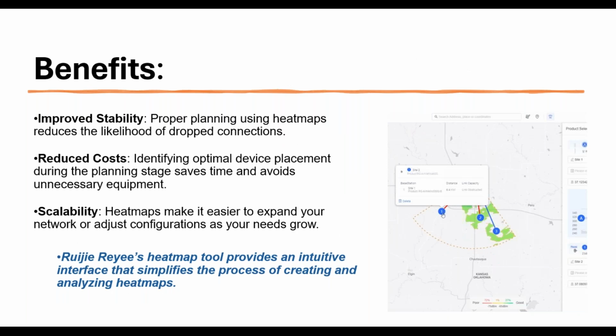And let's see other benefits: improved stability. Proper planning using heat maps reduces the likelihood of dropped connections. That is very important. Reduced cost: identifying optimal device placement during the planning stage saves time and avoids unnecessary equipment. And scalability: heat maps make it easier to expand your network or adjust configurations as your needs grow.